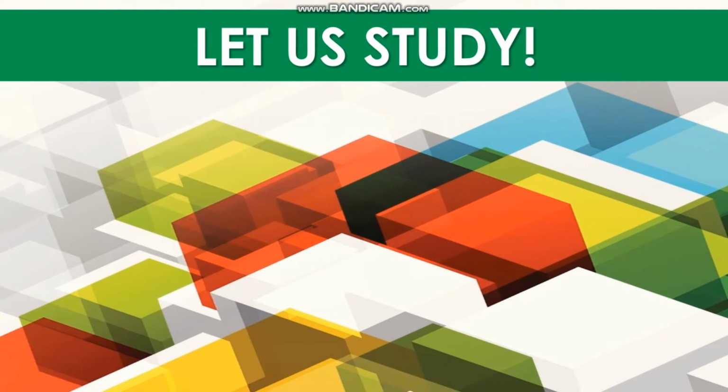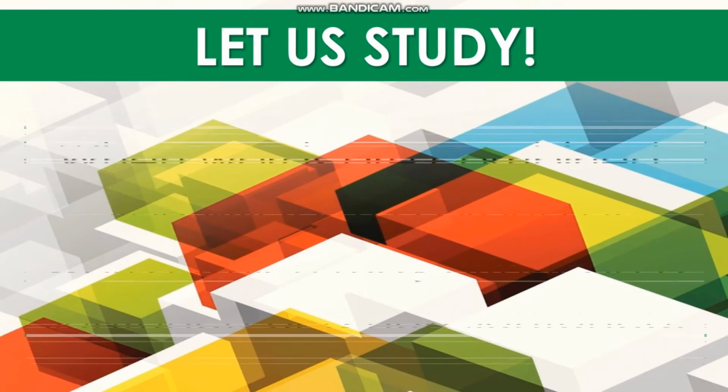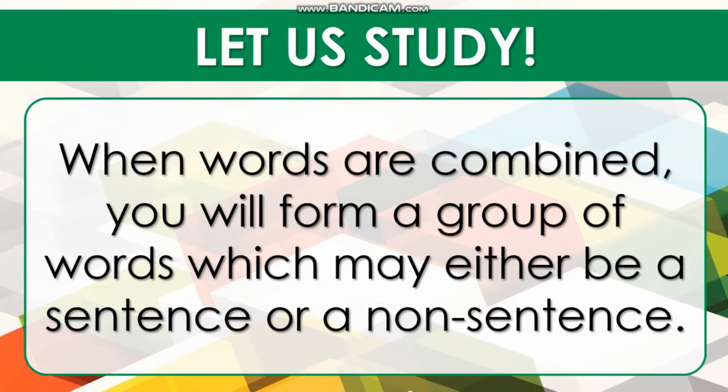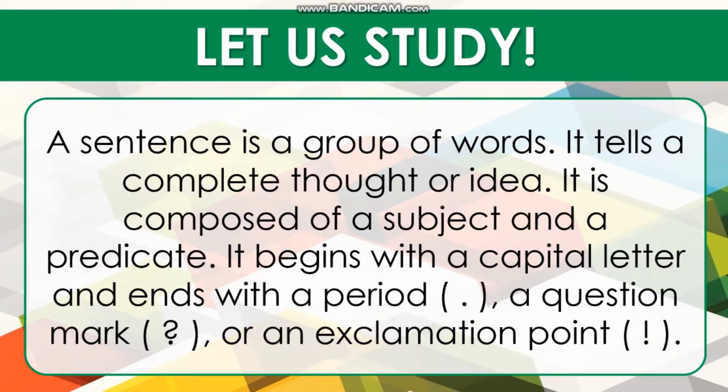Now, let us study what are the two kinds of group of words. When words are combined, you will form a group of words which may either be a sentence or a non-sentence. A sentence is a group of words. It tells a complete thought or idea. It is composed of a subject and a predicate. It begins with a capital letter and ends with a period, a question mark, or an exclamation point.